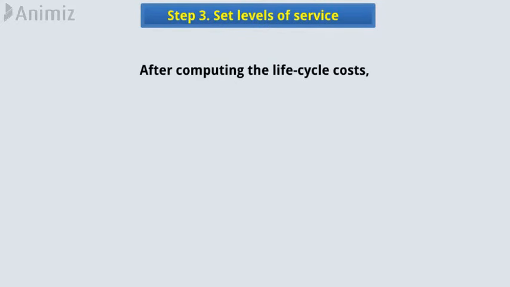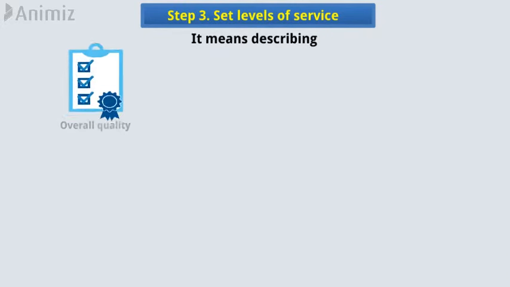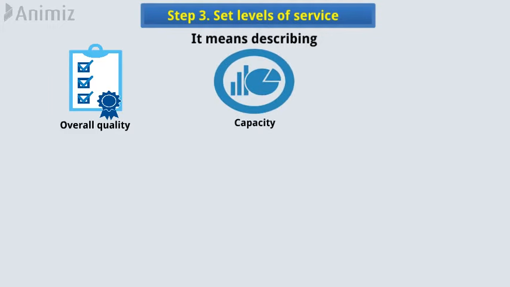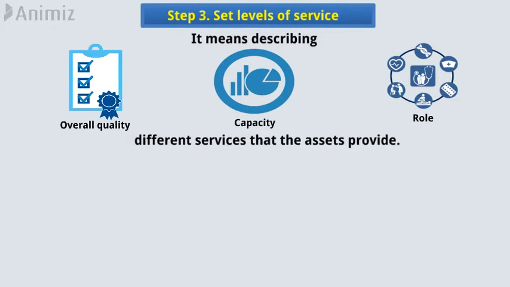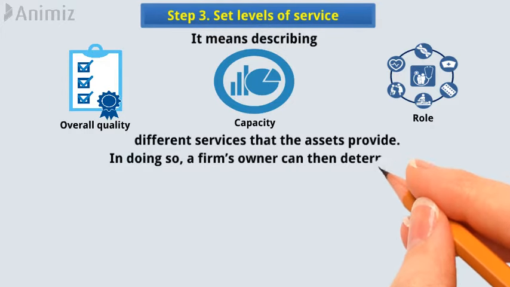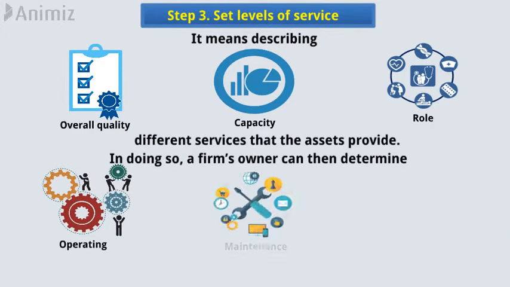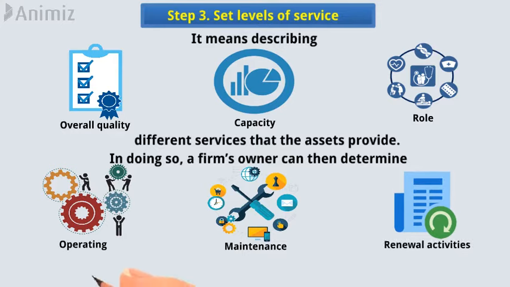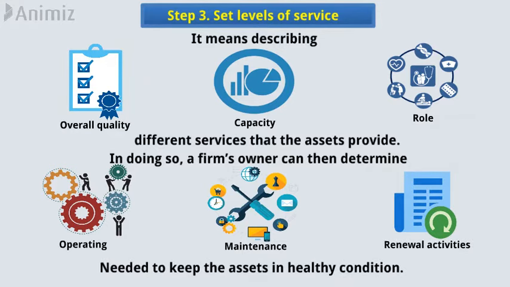Step 3. Set levels of service. After computing the life cycle costs, the next step is to set levels of service. It means describing the overall quality, capacity, and role of the different services that the assets provide. In doing so, a firm's owner can then determine the operating, maintenance, and renewal activities needed to keep the assets in healthy condition.